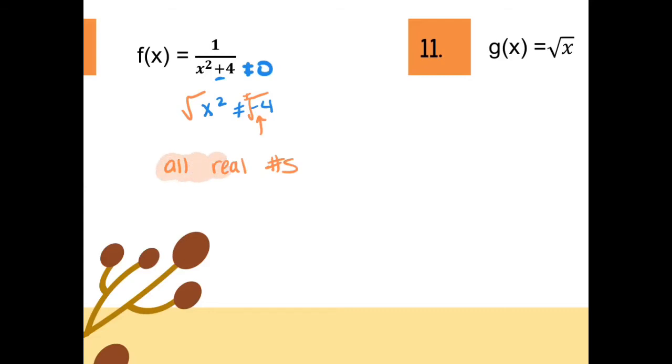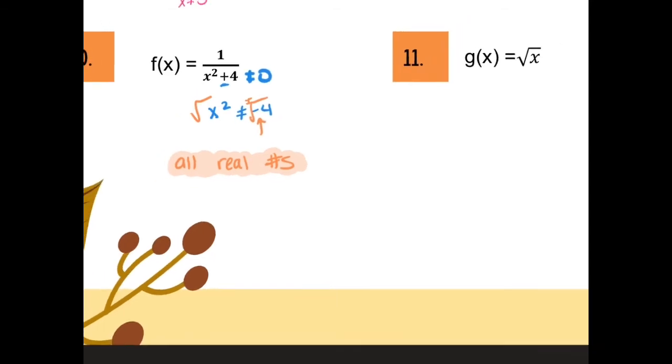So again, we can't solve that because we're not using i's. We're talking about real numbers. In that case, my answer would be all real numbers.